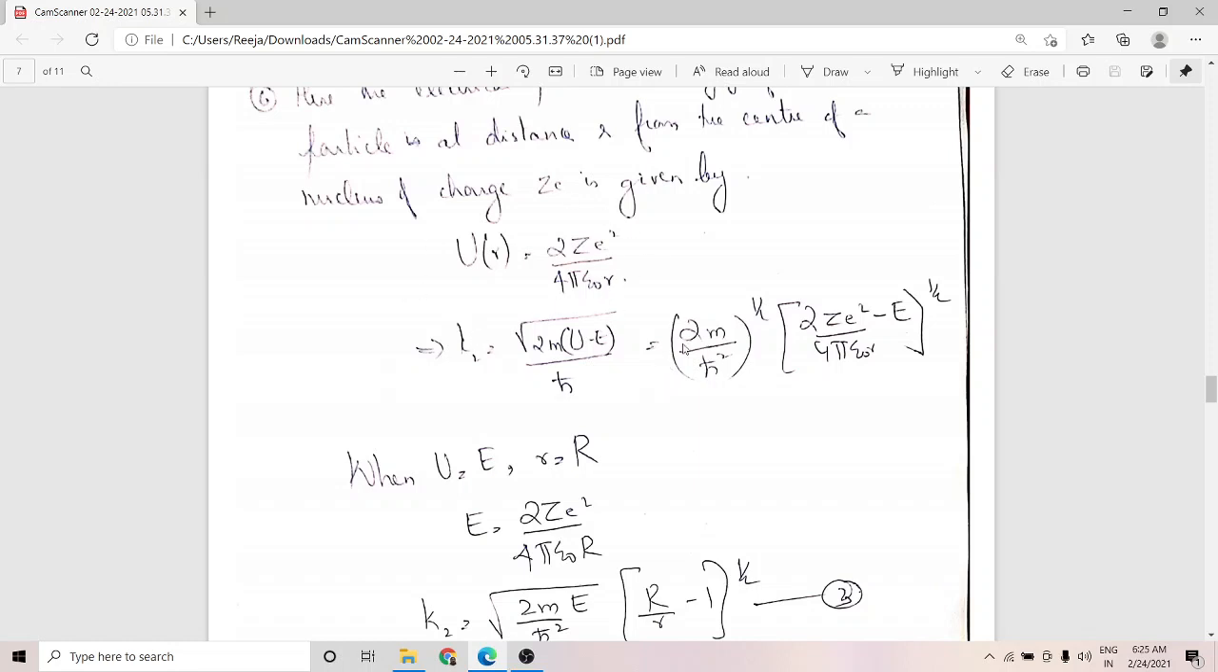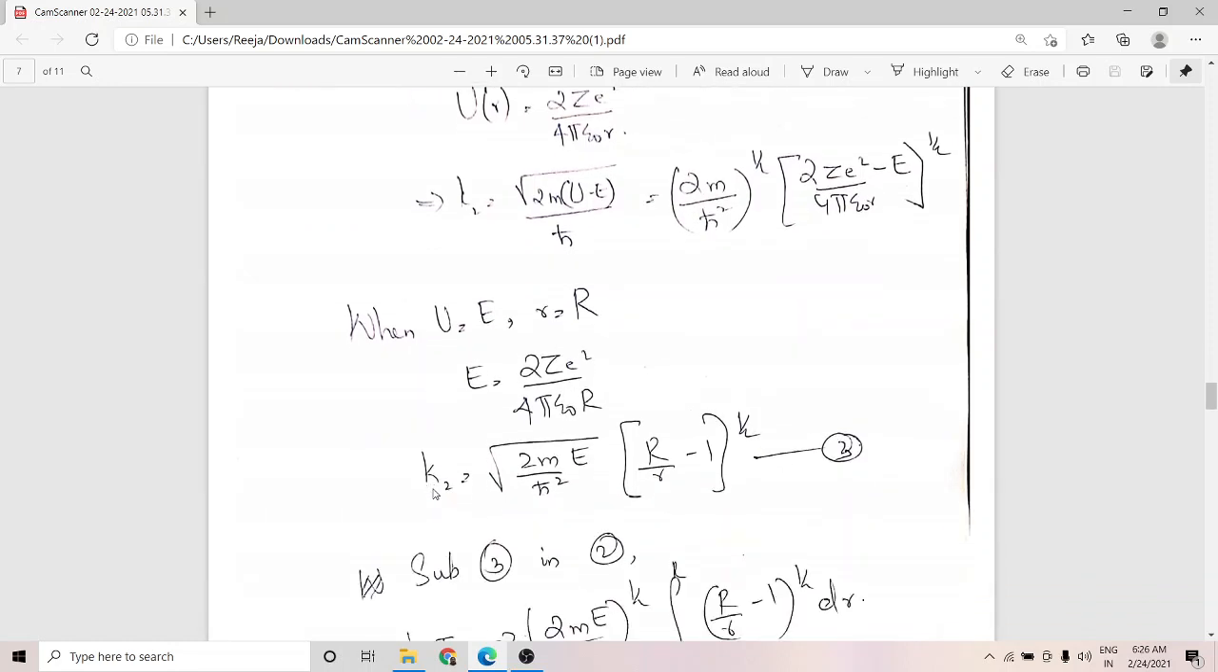We got the expression for u, and we substitute it here: 2m by h cross whole raised to half into (2Ze square by 4 pi epsilon 0 r minus E) the whole raised to half. What I simply did was substitute for u here. Next, we know that when U is equal to E, when the energy of the barrier is equal to the energy of the alpha particle, that happens at a distance r equal to small r. So E is equal to 2Ze square by 4 pi epsilon 0 capital R. You replace small r by capital R, then you reach the point when the energy of the alpha particle is equal to that of the barrier.